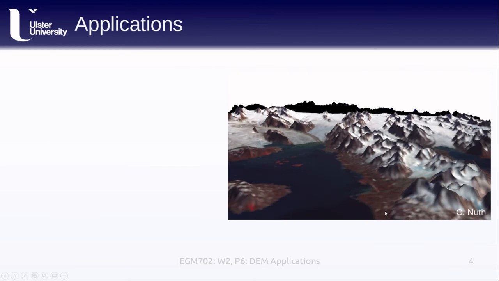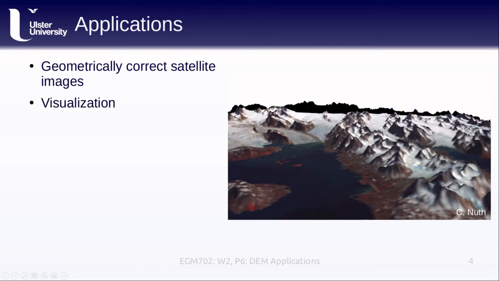Once we've done this, we can then use our DEMs for different applications. For example, we can use DEMs to geometrically correct satellite images, as you saw in EGM713. We can use them for different visualization purposes. We can use them to make shaded relief or hillshade maps. We can also use them to drape a satellite image or an aerial photo over the DEM so that we get an idea of what the three-dimensional look of an area is, as in this example shown here.